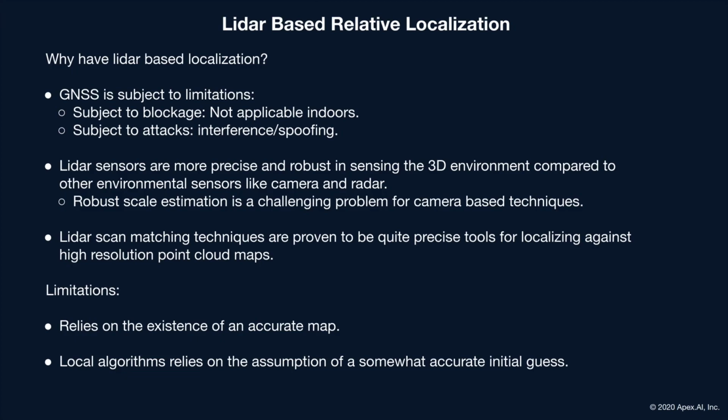LiDAR scan matching techniques have just proven themselves in the field to be quite precise, at least when there are high-resolution point cloud maps available. And this is also one of the limitations of this method, because it relies on the existence of an accurate map. Another limitation is that local algorithms rely on the assumption of a somewhat accurate initial guess. So the updates between states should be small enough so that the algorithm can search for an appropriate solution.